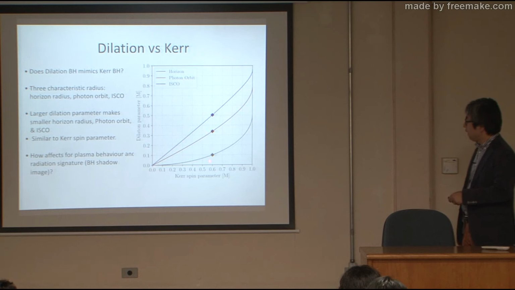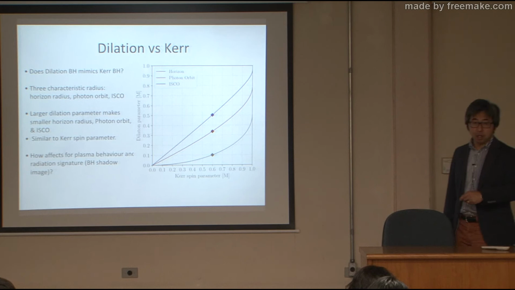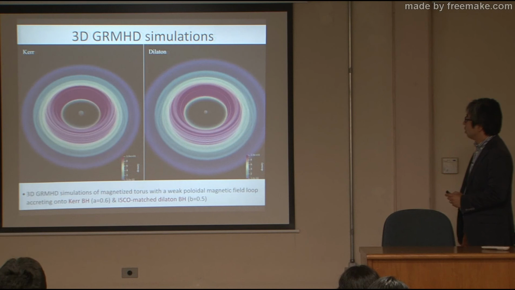So based on our simulation, we just use a Kerr spin parameter of 0.6. Then we can choose this dilaton parameter for the same horizon radius case, or we can get this dilaton parameter for the same photon orbit size, or we can set the same ISCO parameter. We can choose this parameter, then we can do the simulation. So this is something I have already shown.